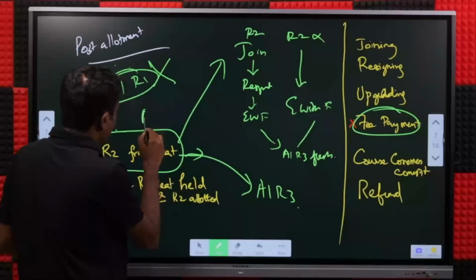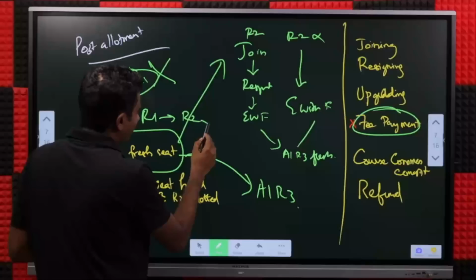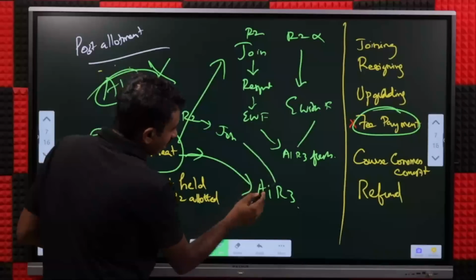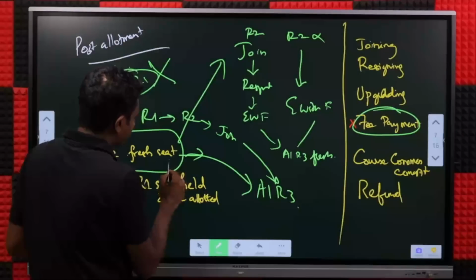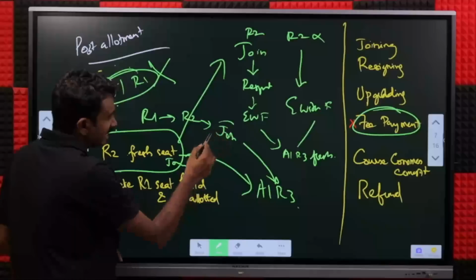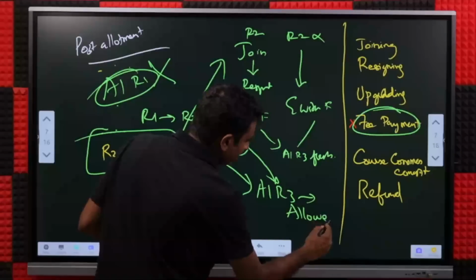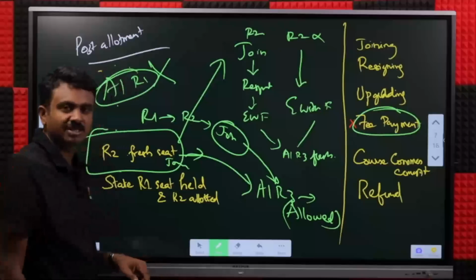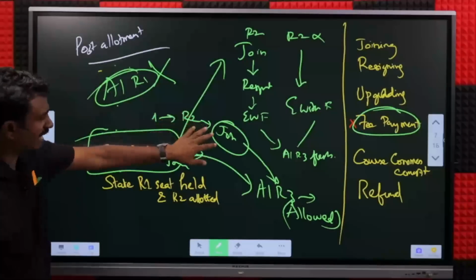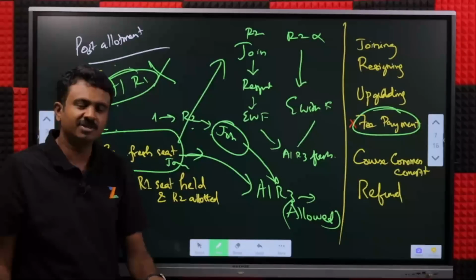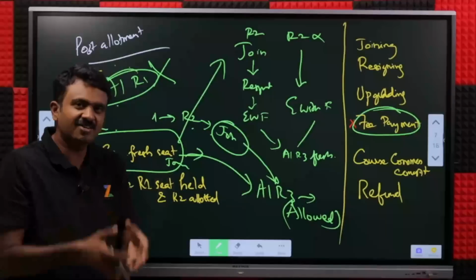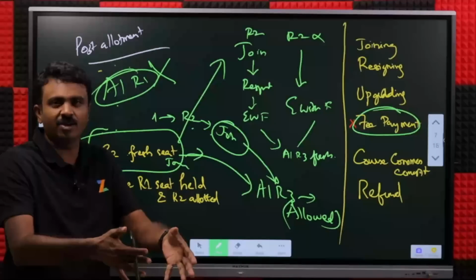Whether you have got an R1 to R2 upgraded seat after joining, you can upgrade to AAR3. R2 fresh seat after joining, you can upgrade to AAR3. Double upgradation is allowed. There is nothing called double upgradation. Actually, MCC does not use that term at all. You can go from R1 to R2. That was already allowed. The change in itself is that R2 to R3, you are again allowed.